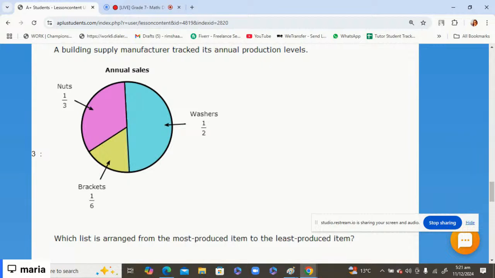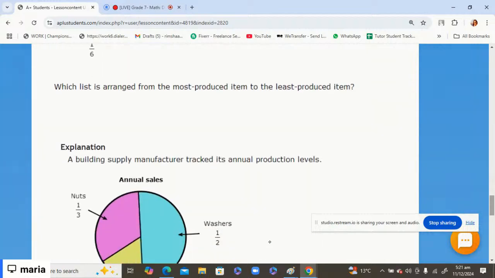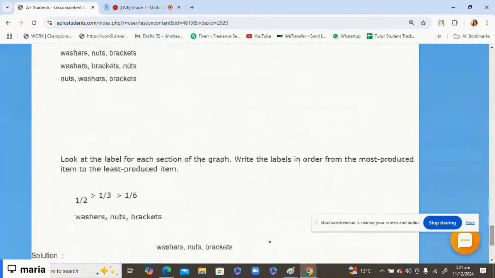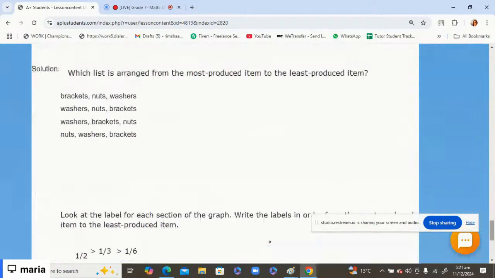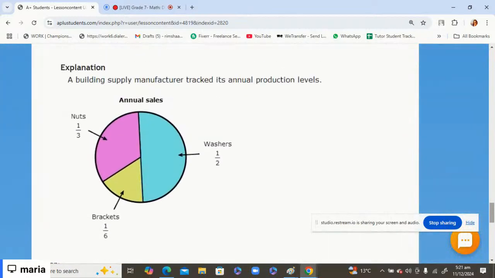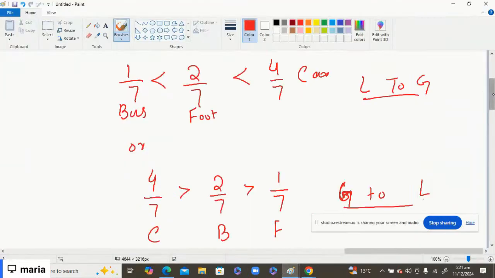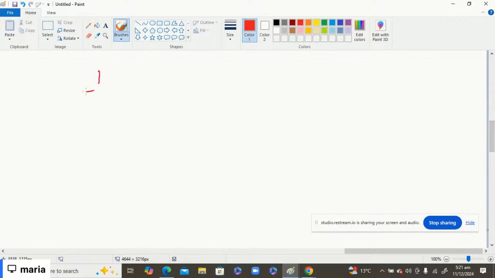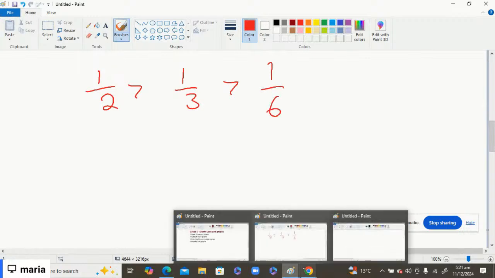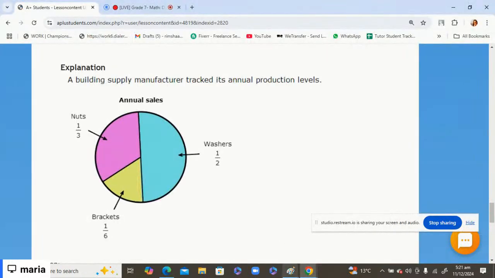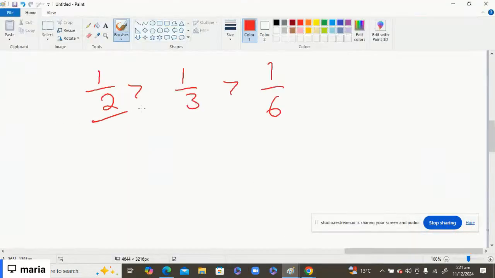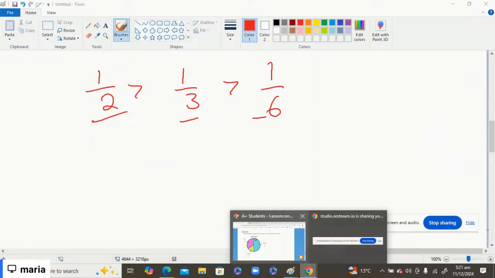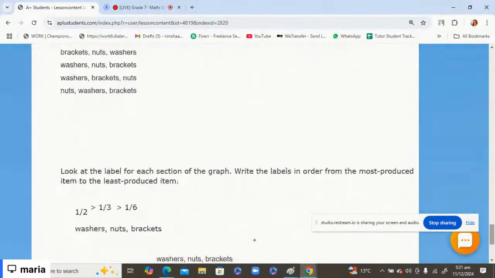Okay, most to least. So we are going to check all the denominators. The smaller denominator is basically the greater number, always. Remember that. 1 by 2 is greater than 1 by 3 is greater than 1 by 6. So this is the most. The smaller denominator is greater as compared to the other two. So that's it. This is the answer.